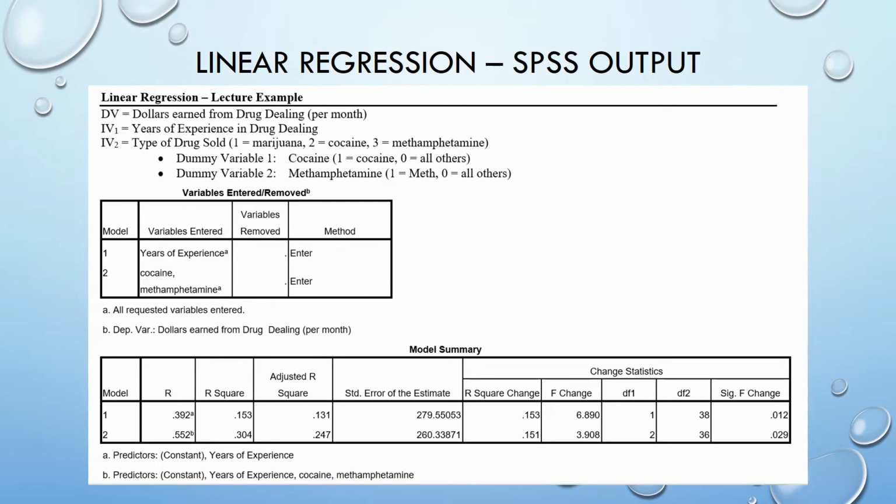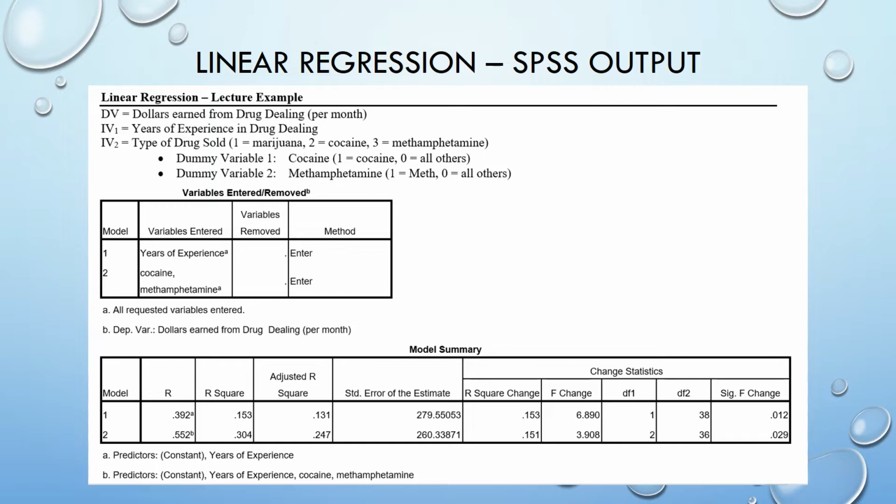Then the first major box we see says variables entered/removed. This tells the reader what independent variables were entered at each stage. So in model 1, you'll notice I just have years of experience.